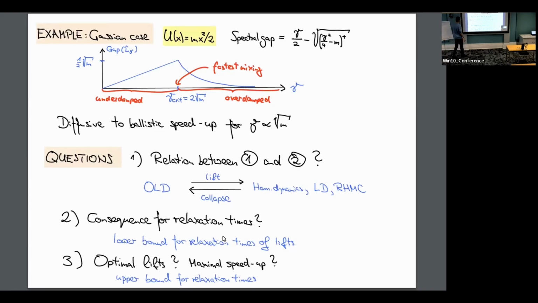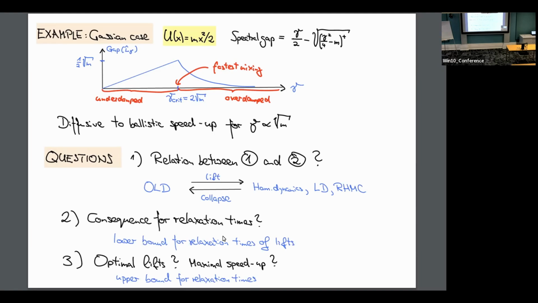And what we will see is actually that all these processes can be thought of as lifts of the same overdamped Langevin dynamics. So all the dynamics I presented to you are actually lifts of the same overdamped Langevin dynamics. And the overdamped Langevin dynamics is the converse. It's called a collapse of these processes. Okay, once we have understood that, then what consequences does it have?